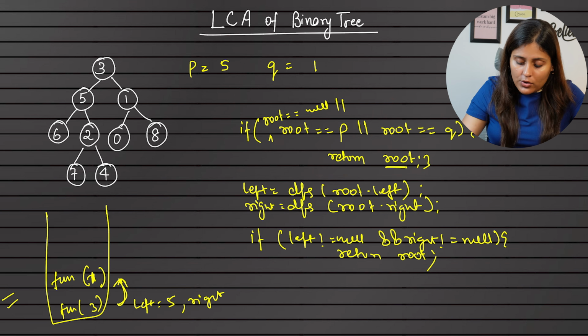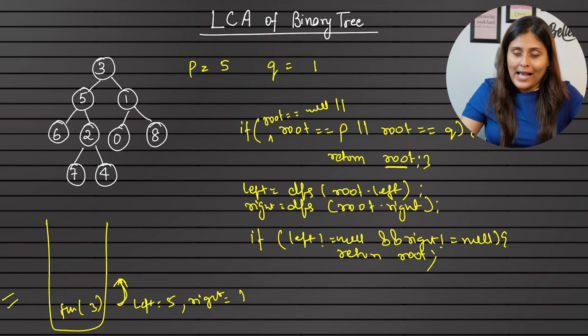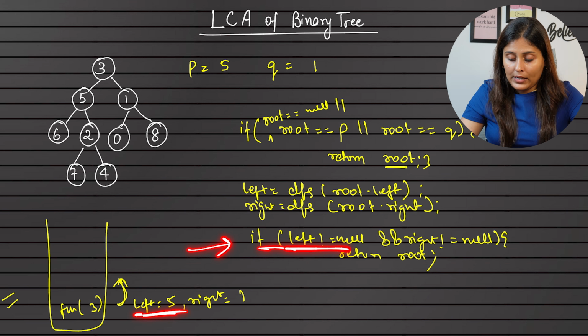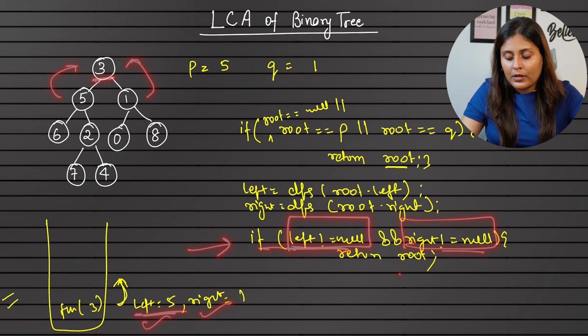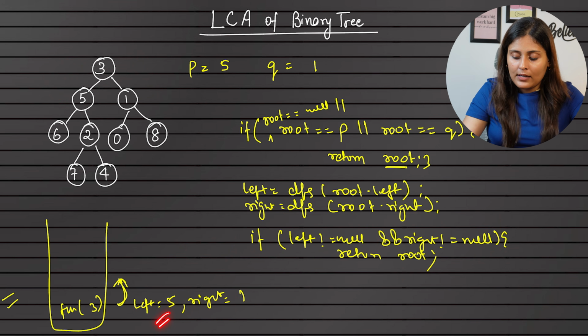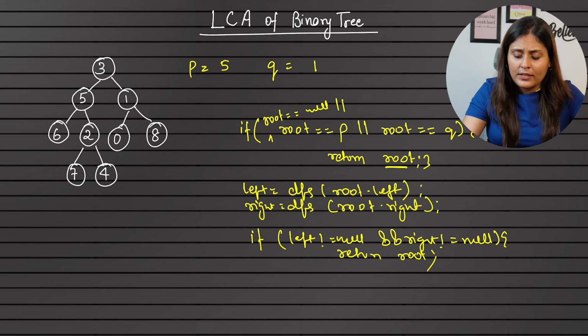So this function will also get removed from the function call stack, and it will get 1 as the right. Okay, so now we'll come here. Is my left null? No. Is my right null? No. Left and right both are not null. So if both are not null, it means I am the common parent. For sure, I am the common parent. So we will return root as it is. This function will also get removed from the recursive stack. Okay. Now, this was for P 5 and Q 1.